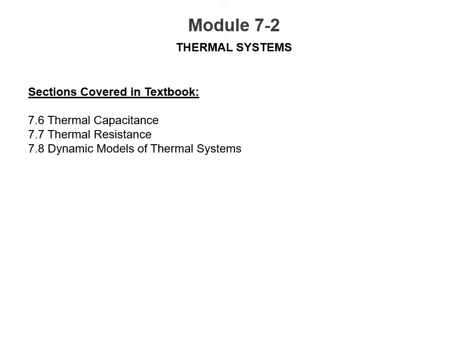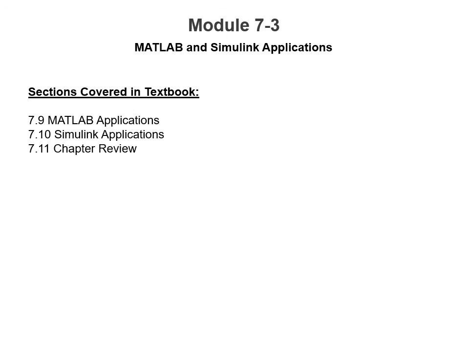Next section, we're going to look at module 7.2 here for thermal systems. So this will cover 7.6, 7.7, and 7.8 for thermal capacitance, thermal resistance, and dynamic models of thermal systems, relating back to our textbook. And last section here will be 7.3, and this is where we're going to start looking at MATLAB and Simulink models and applications and go through a couple different examples utilizing those.